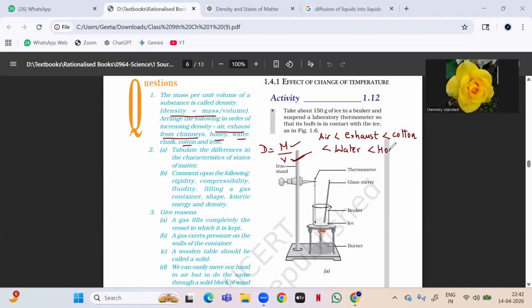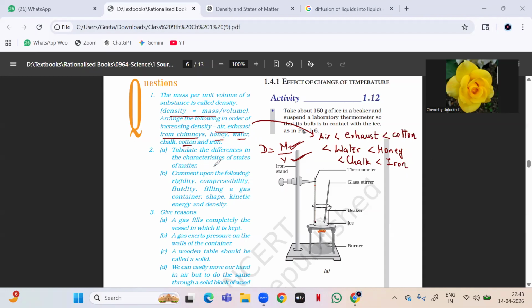After cotton, the mass by volume ratio of water would be in the series. Then honey, because the mass of honey is more, so the numerator becomes more. So the density also increases, because density is directly proportional to mass. And then we have two solids, chalk and iron. So obviously we'll have chalk, and then lastly iron. So this is the increasing order of these substances as far as their densities are concerned.